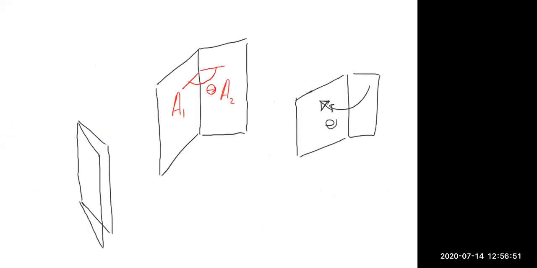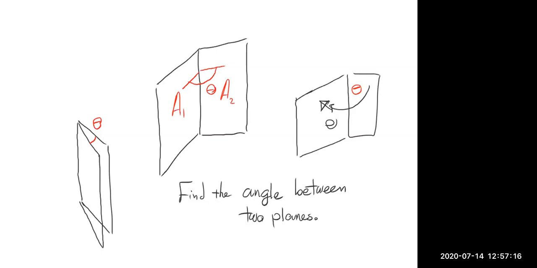Yeah. Now, if we look here, you see there are different angles between them. Now we want to find this angle theta. So the idea we have here now is that we want to find the angle between two planes. Okay, that's the second thing.